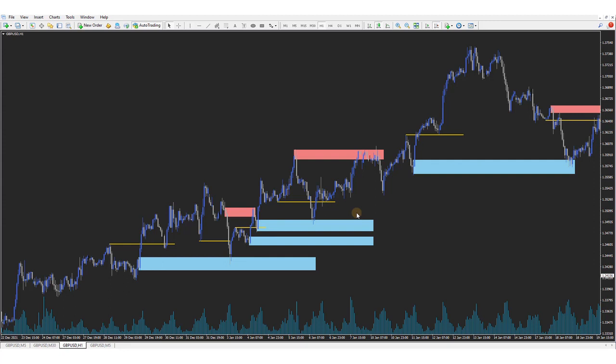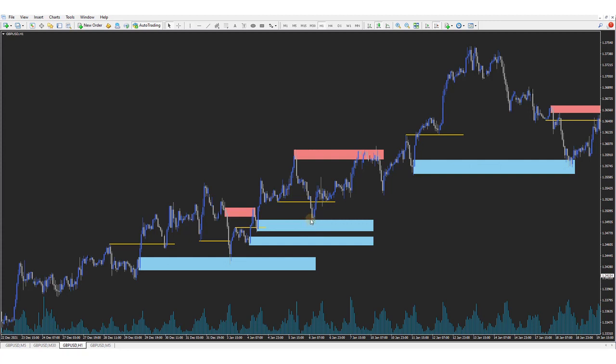Here comes a big rule, or we can say law, with supply and demand: if we have two zones very close to each other, as here, a distance of like 7 pips, there's a big probability that the price, when it's going to the first demand, wants to also reach the second one. In this scenario, it didn't happen, but we need to keep this in mind when we are looking for a buy in the higher demand.